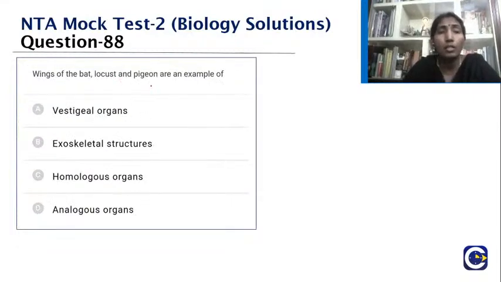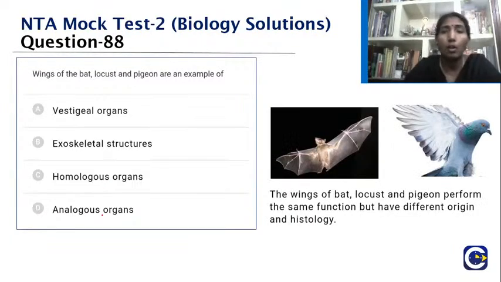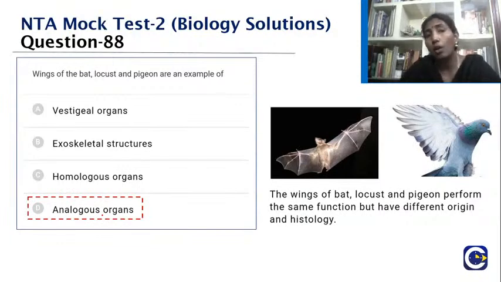Wings of the bat, locust and pigeon are an example of vestigial organs, exoskeletal structures, homologous organs or analogous organs. When it comes to vestigial organs, think of the appendix. Exoskeletal structures don't come into this. What about homologous organs? Say, the arm, or the wing of a bird, these are homologous. But analogous organs have the same function but a different origin. Such structures we call analogous organs.